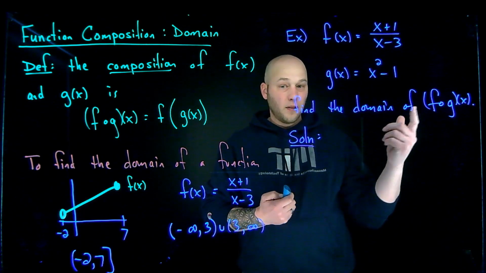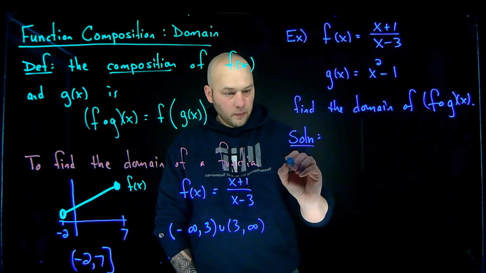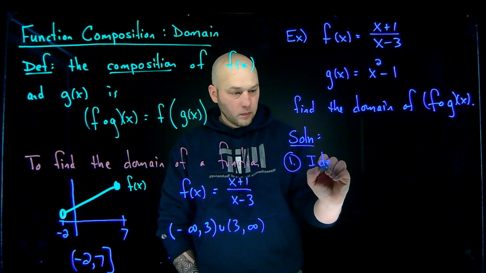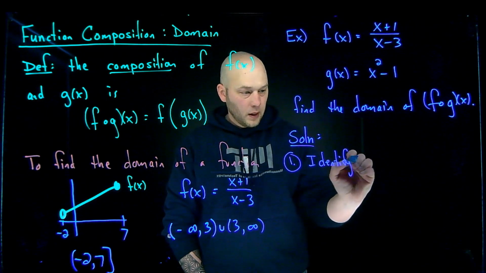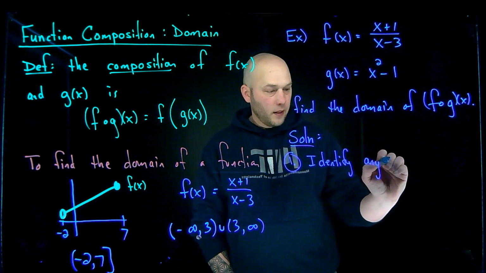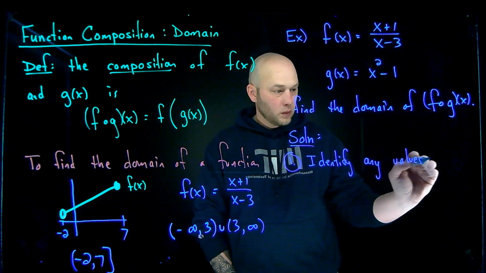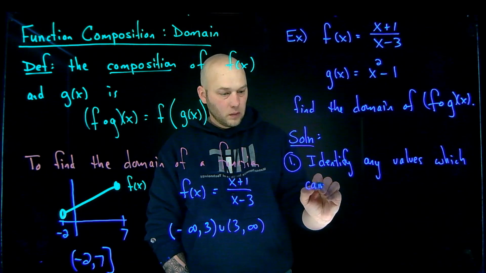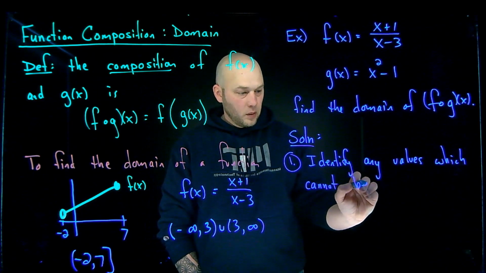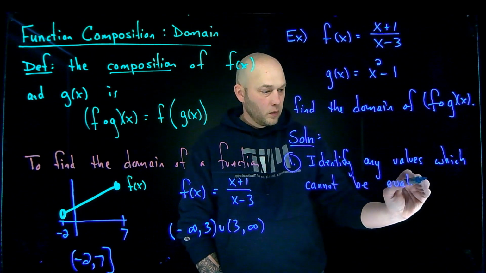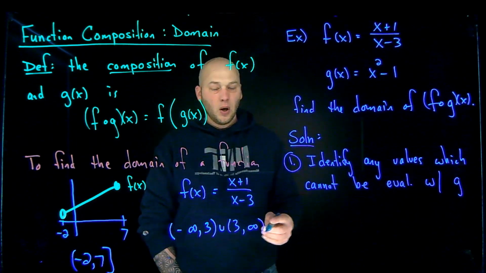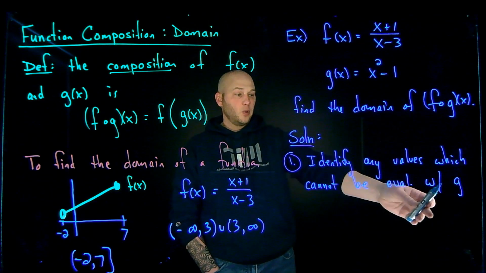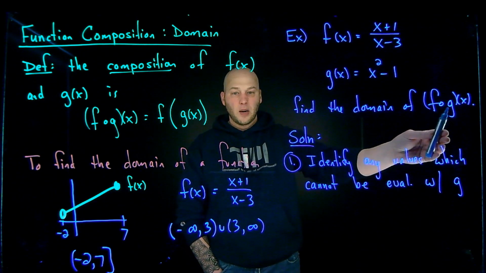So what I first have to do is, 1, identify any values which cannot be evaluated with the function g. And again, this just means the first function. If this was g composed with f, you would replace this with f. It's just the first function that I'm plugging in.